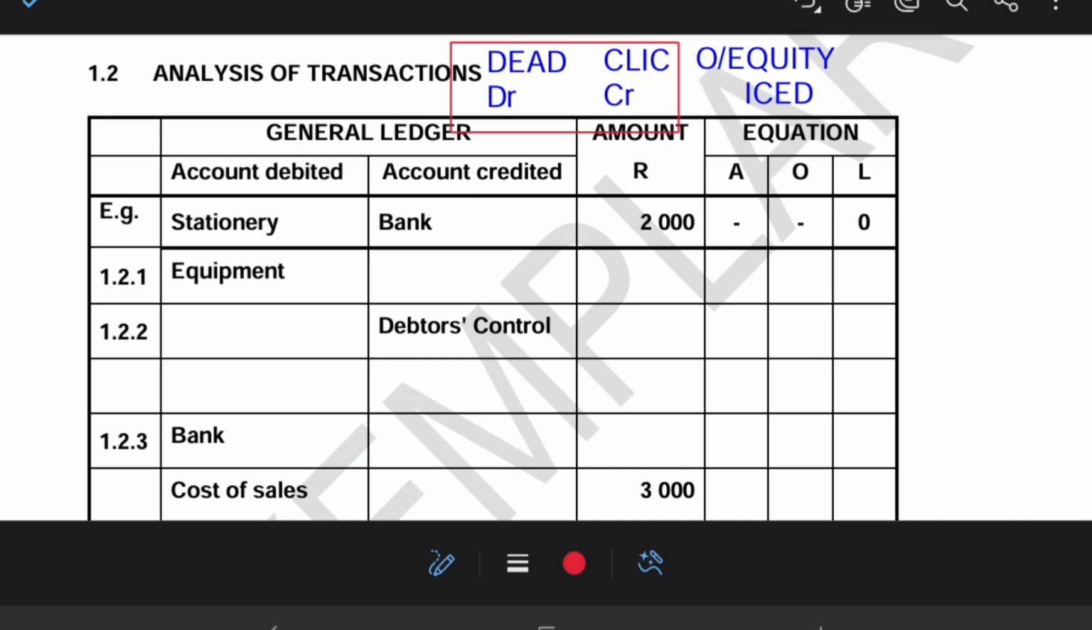Then owner's equity is iced. So I've also put this here. Now, owner's equity iced means that whenever we are looking at owner's equity, we can look at it in terms of these 4 things. I is for income, C is for capital, E is for expenses, and D is for drawings. Those are the 4 items that make up owner's equity. So whenever you are analyzing your transaction and you want to see if this falls under owner's equity, you check with this iced. All right, let's go to the first question.